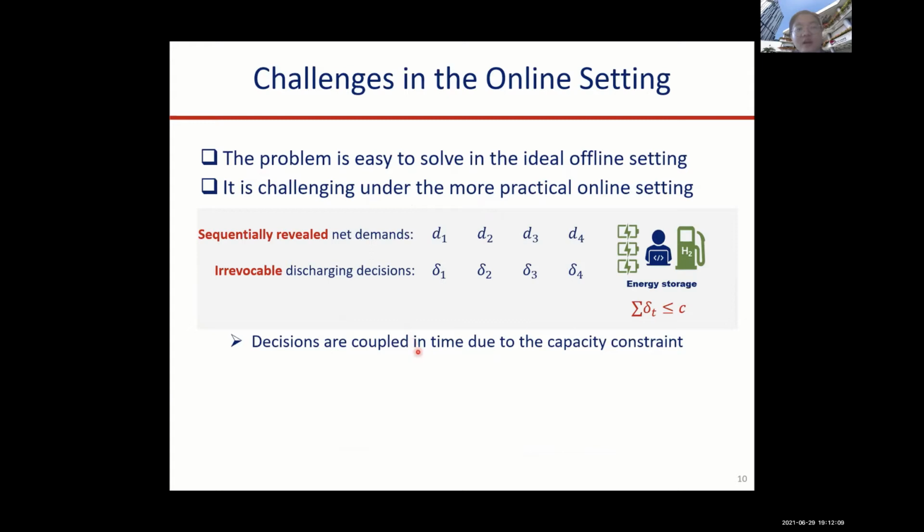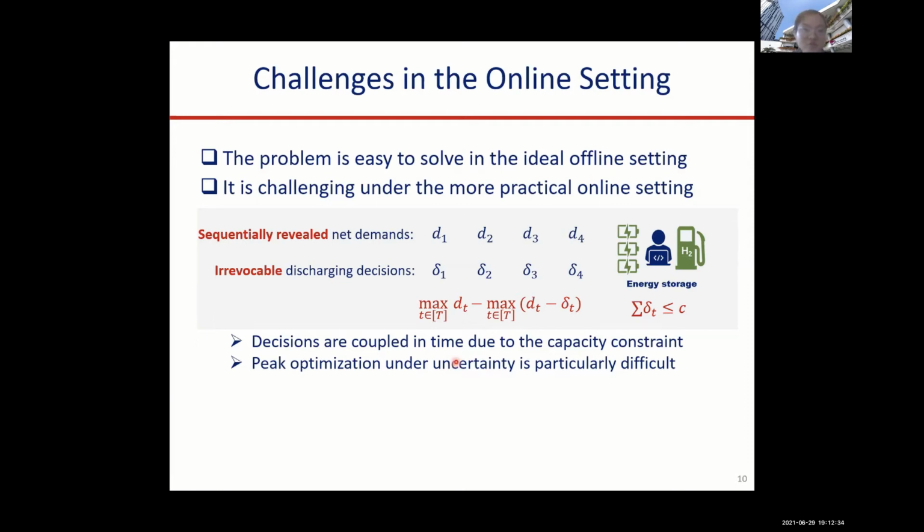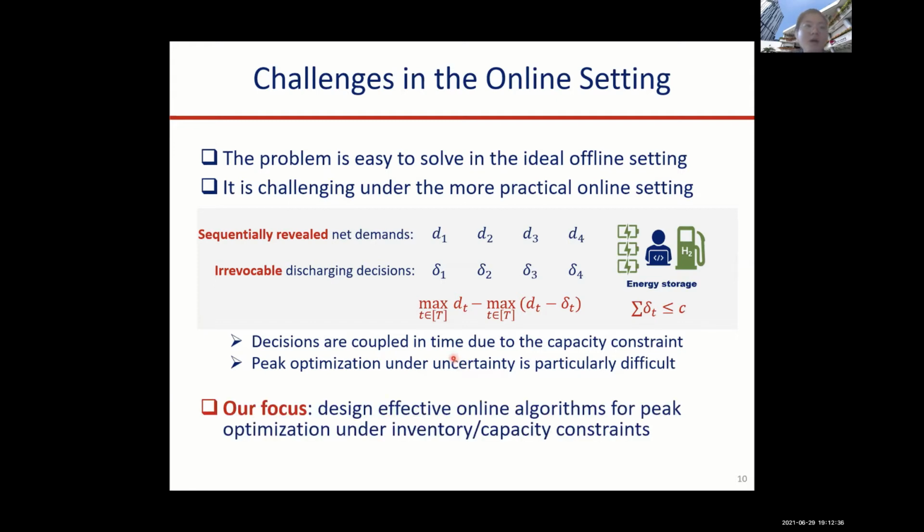The discharging decisions are coupled in time due to the capacity constraints, because the total amount of discharged energy should not exceed the storage capacity. And it's well known that peak optimization under uncertainty is particularly difficult because one bad decision in this problem may be fatal. Future decisions may not even compensate a little for the loss of this bad decision. Our focus is to design effective online algorithms for this challenging peak optimization under inventory constraints problem.